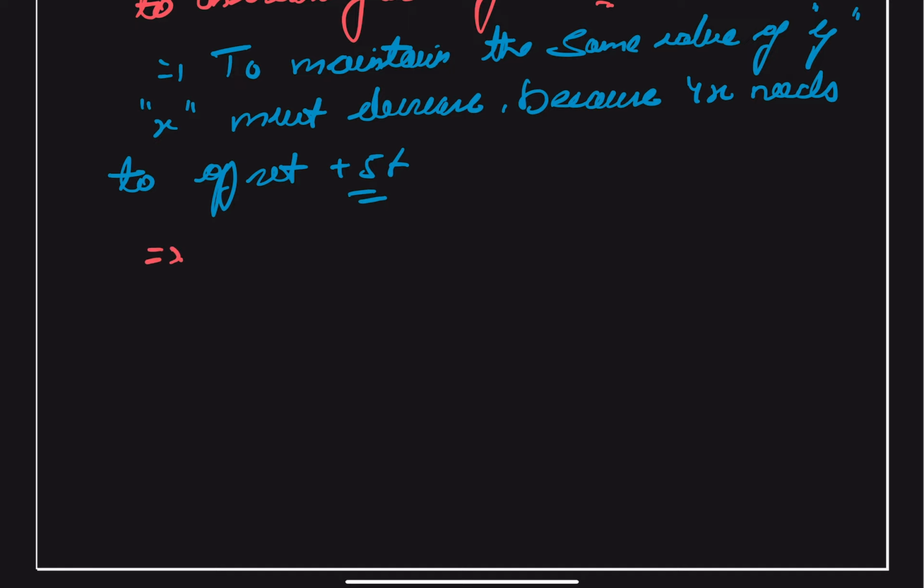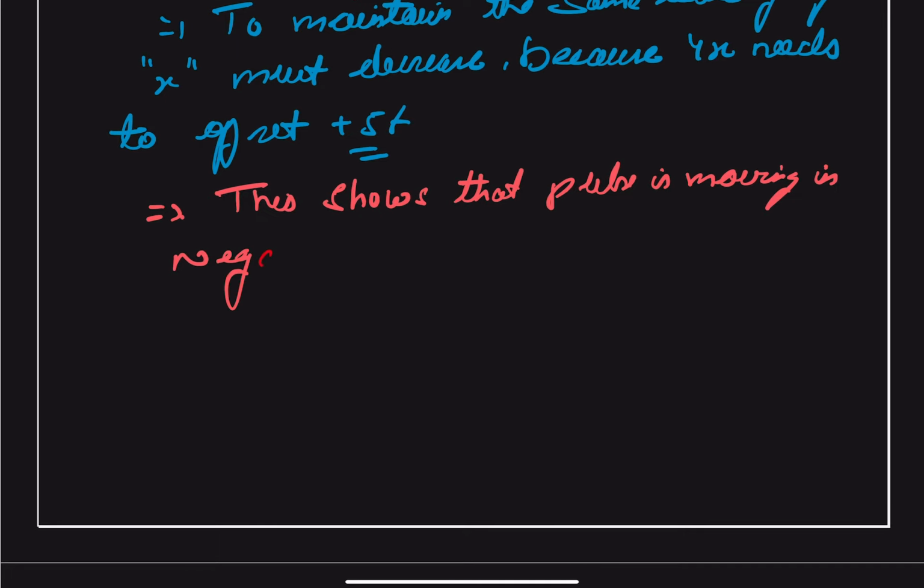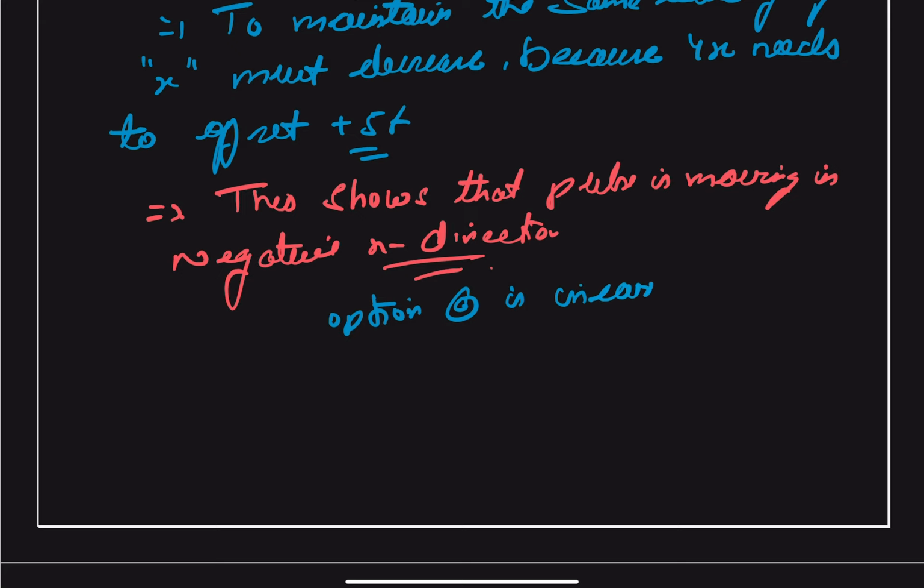So this shows that the pulse is moving in the negative x direction. So option A is incorrect.